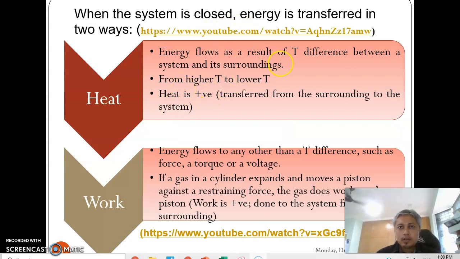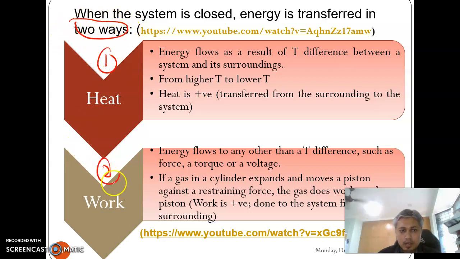When the system is closed, energy is transferred in two ways, namely heat and also work. For heat, for example, you can go to this link I have inserted in Goals. Also you can click this link to look at the explanation on the hot air balloon, where you will learn about the concept of the hot air balloon, where this is the air, and this is the heat being applied.